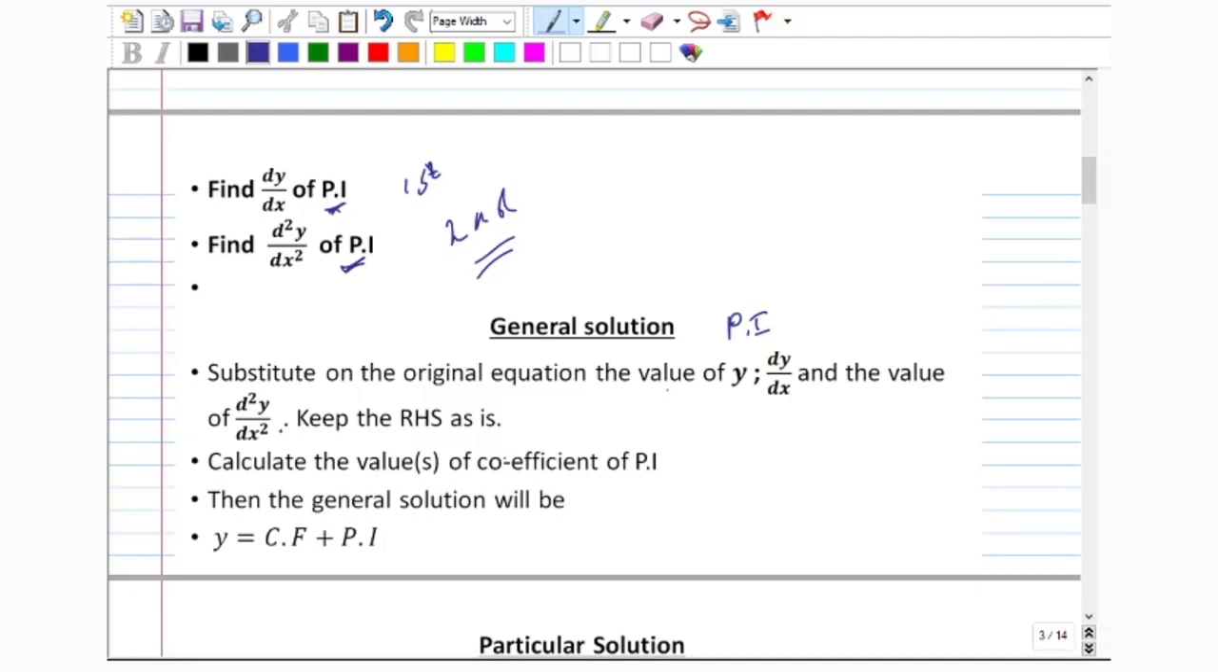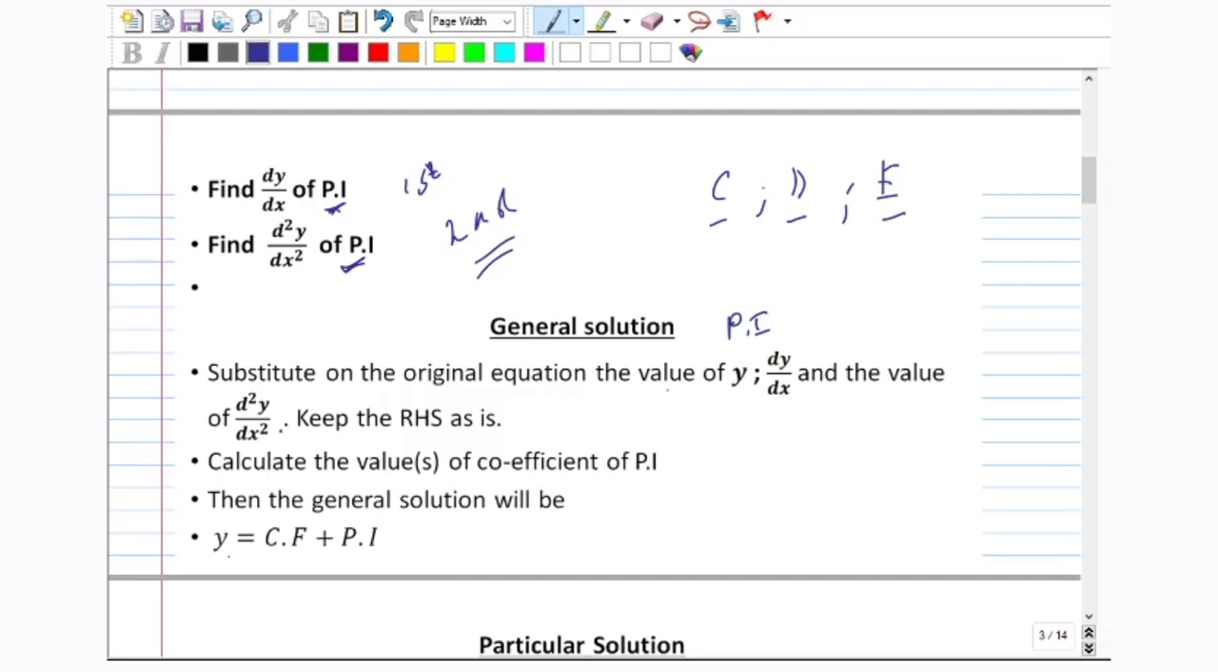Thereafter, you calculate the values of the coefficients of your PI. Remember, your PI is going to have c, it's going to have d, it's going to have e. Okay? So you are calculating the value of c, the value of d, the value of e. If it only has the value of c, that's the one that you are going to calculate. Okay? Especially we saw when we are having a constant value. So you're only calculating the value of c. Okay? Or if we are having the exponent. Okay? Then once you have your values of c, d, and e, you can now generate your general solution.